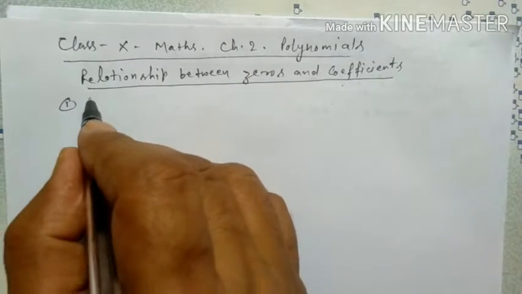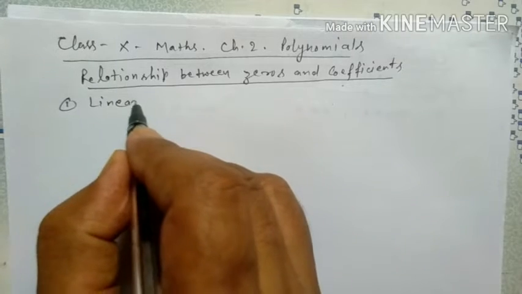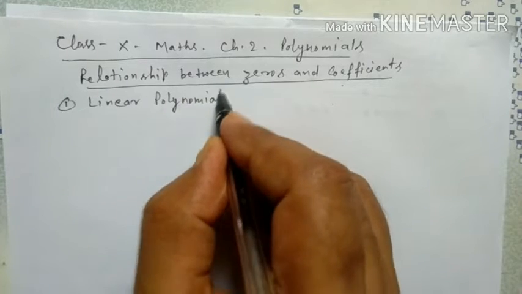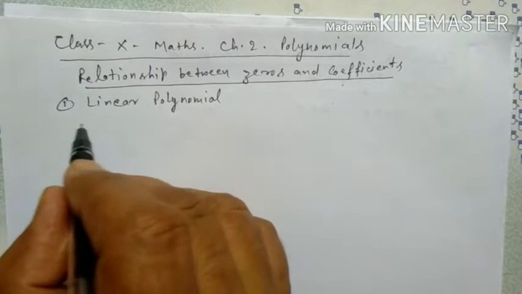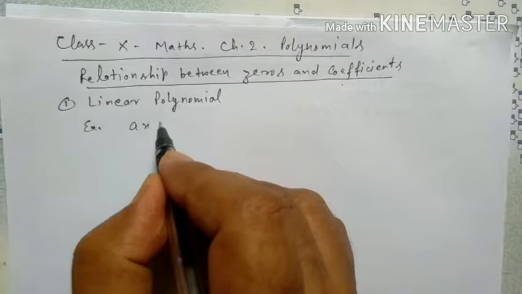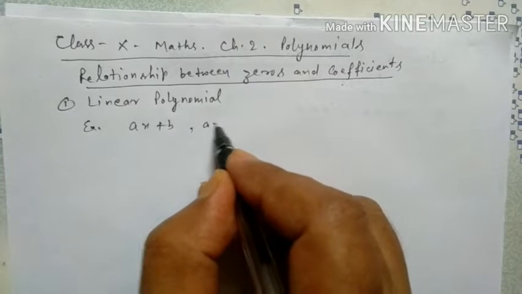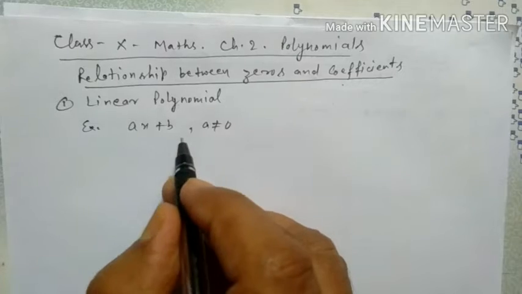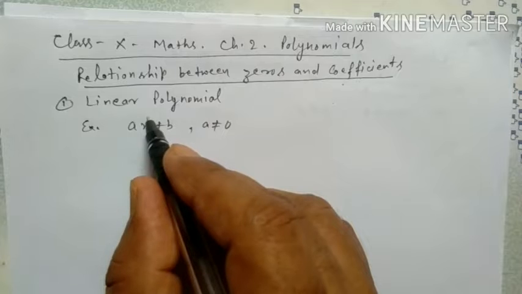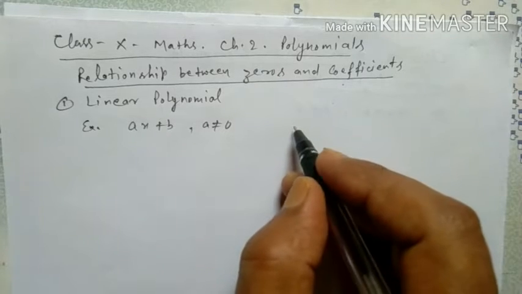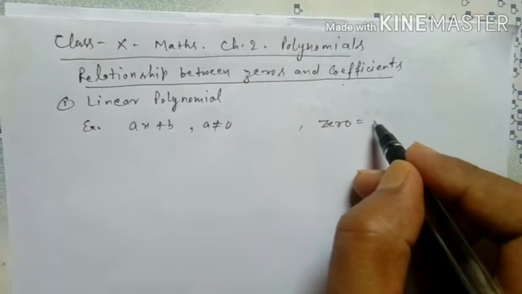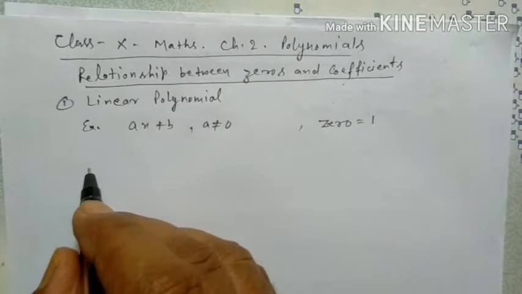First case is linear polynomial. The example of linear polynomial is ax plus b, where a is not equal to 0. This is the general form of a linear polynomial. Its degree is 1, so the number of zeros will be 1.